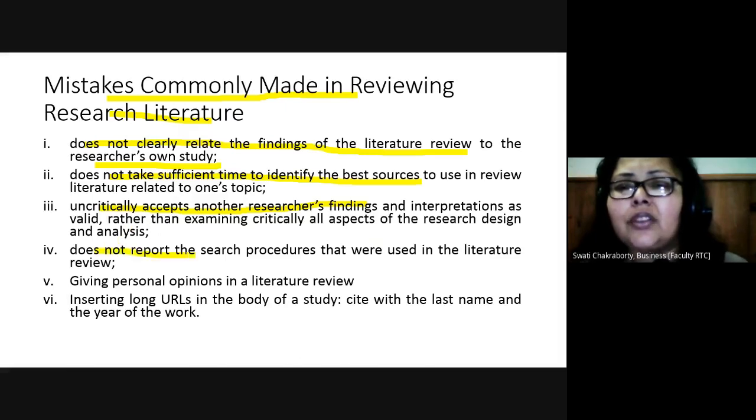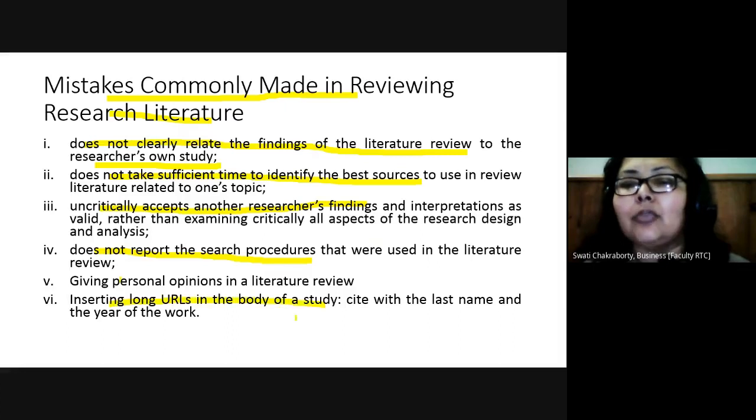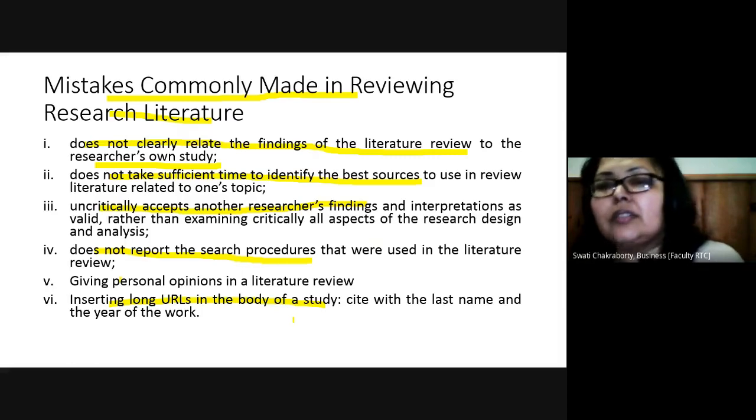Another mistake is not reporting the search procedures, how you searched to come up with that information. When you're doing a literature review, it also happens that you start giving your personal opinions. And sometimes you start inserting long URLs in the body of the study, instead of citing with the last name and the year of the work.